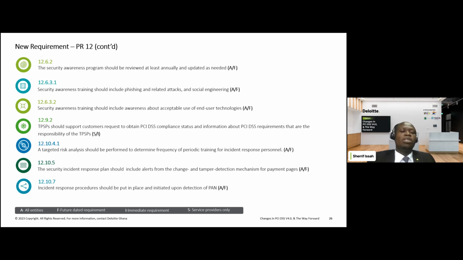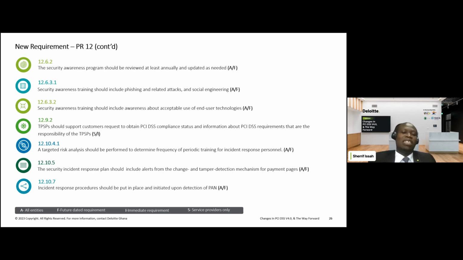Then section 12.10.4.1 says that there should be a targeted risk analysis performed to determine the frequency of periodic training of the incident response plan. So 12.10 requires that the incident response team be trained, but as to the frequency, there's the need to have a risk analysis to determine how periodically this team needs to be trained.